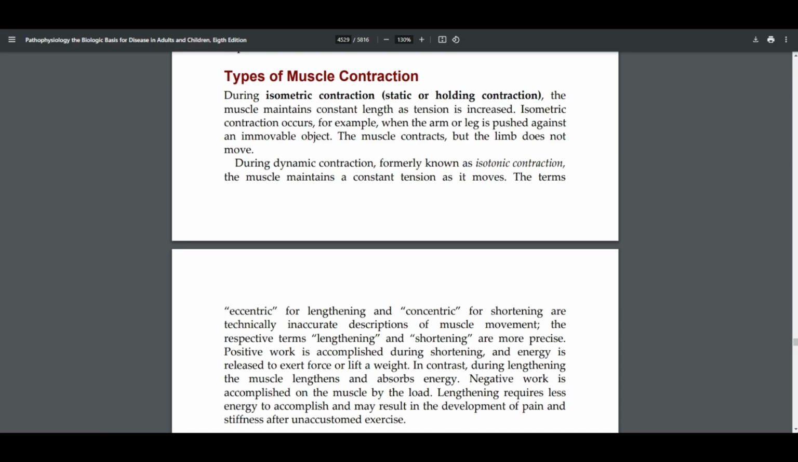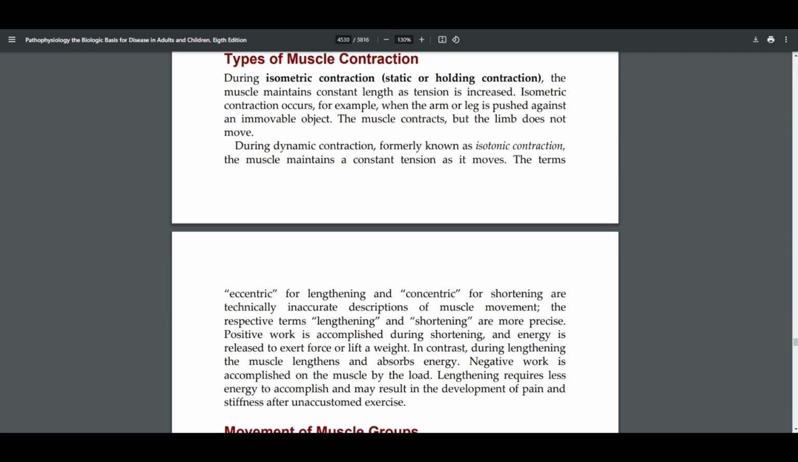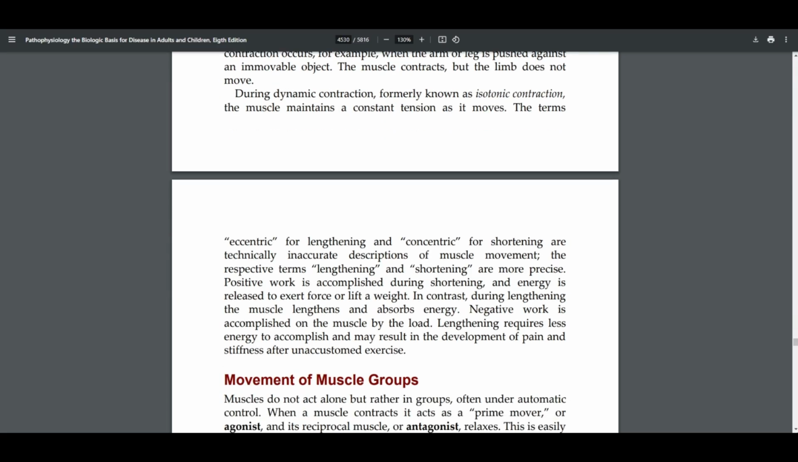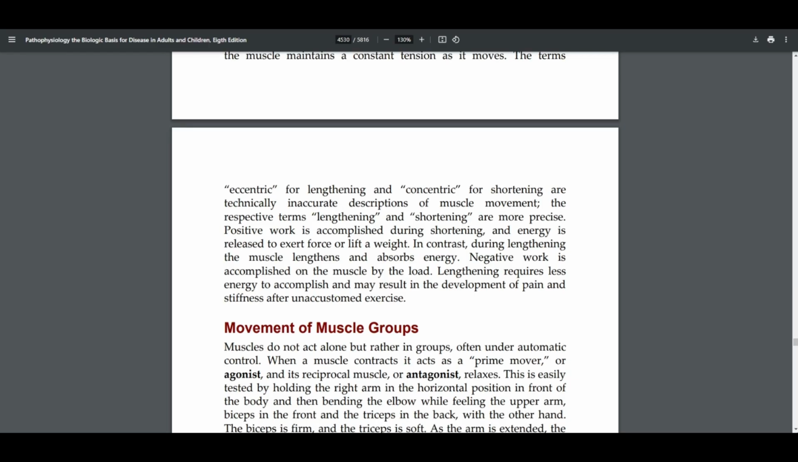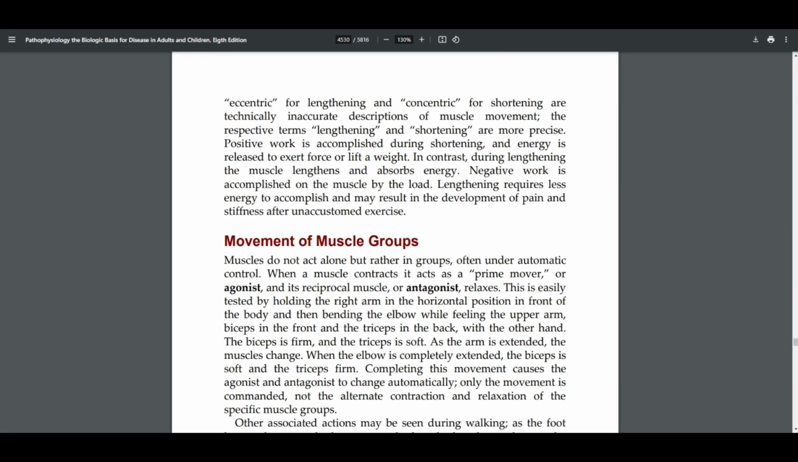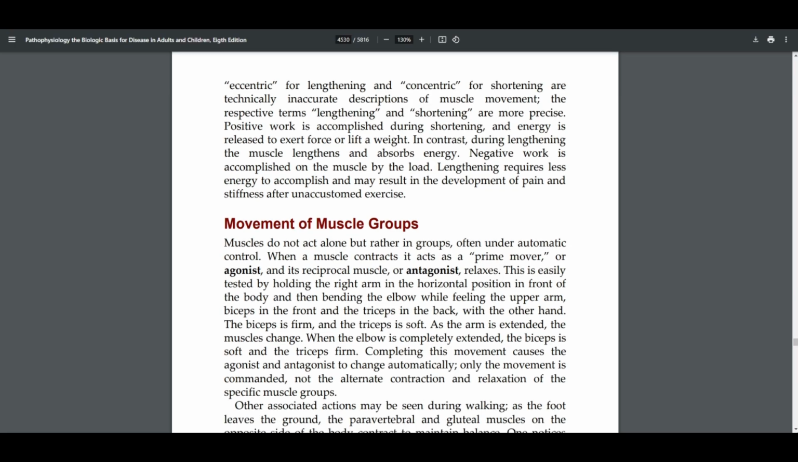Types of muscle contraction. During isometric contraction, the muscle maintains constant length as tension is increased. Isometric contraction occurs, for example, when the arm or leg is pushed against an immovable object. The muscle contracts, but the limb does not move. During dynamic contraction, formerly known as isotonic contraction, the muscle maintains a constant tension as it moves. The terms eccentric for lengthening and concentric for shortening are technically inaccurate descriptions of muscle movement. The respective terms lengthening and shortening are more precise.